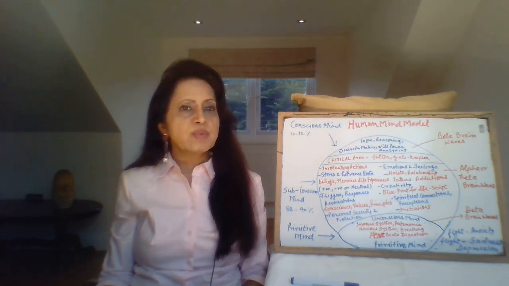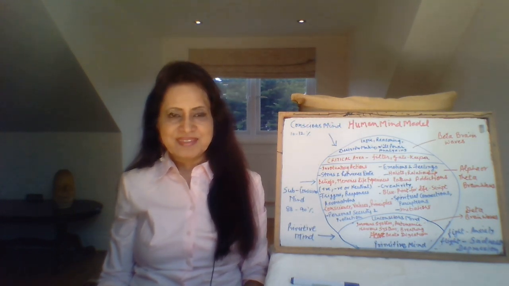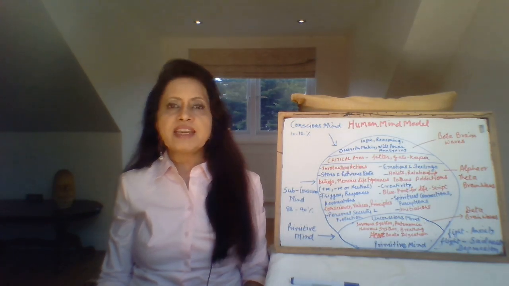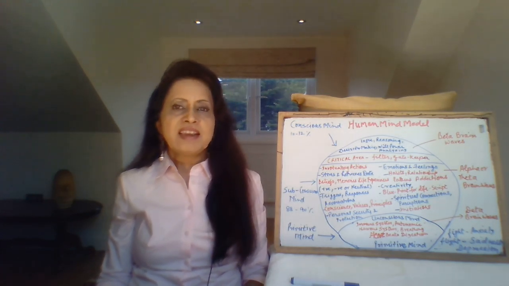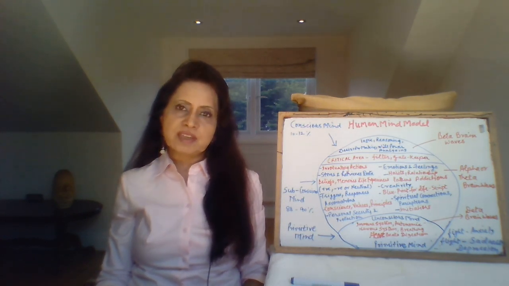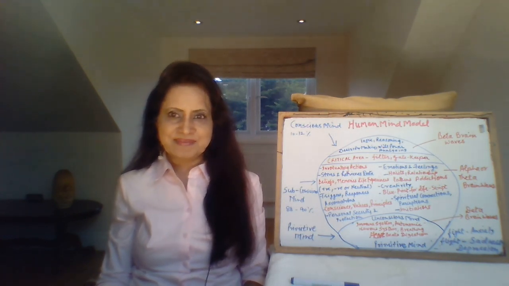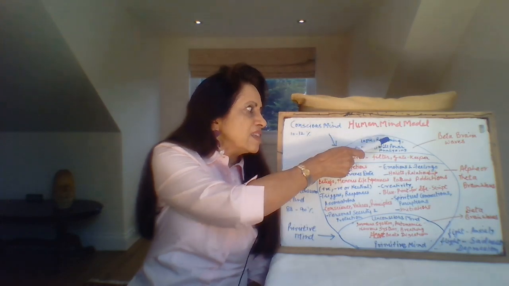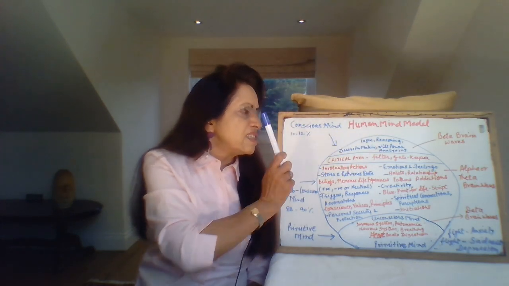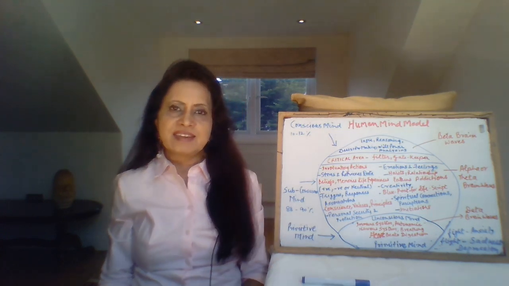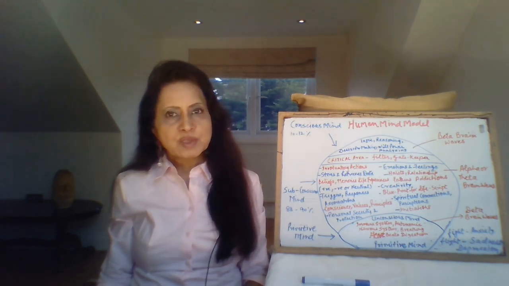Now let's start with the conscious mind. The conscious mind forms around the age of 8 or 9. It makes up about 10 to 12% of the total mind's capacity. Its functions include logic, reasoning, decision making, willpower, analyzing, and also thinking.